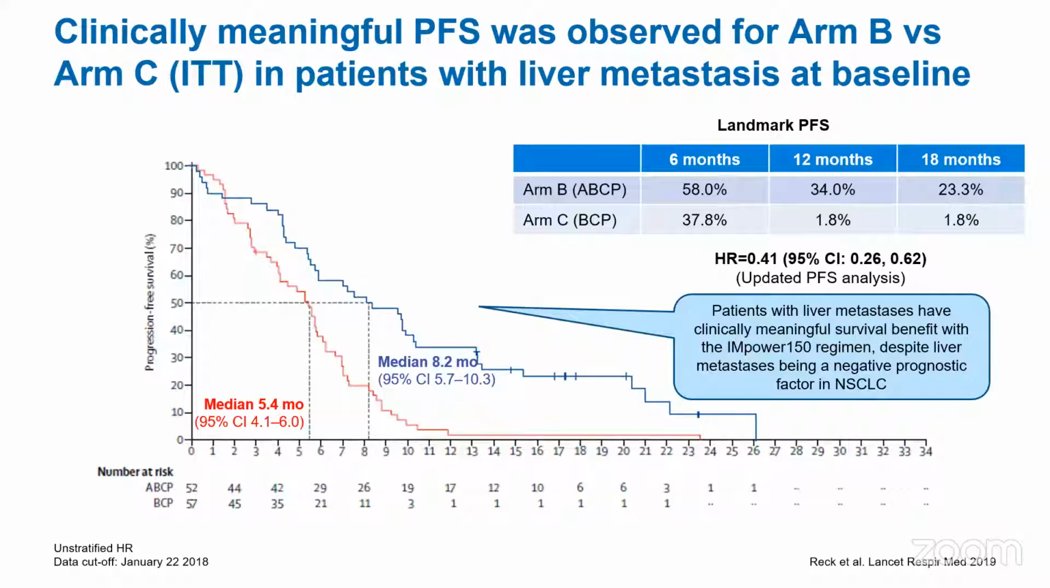Here also, the 4-drug arm of atezolizumab plus bevacizumab with chemotherapy showed a clinically meaningful PFS benefit in patients who had liver metastasis at baseline. And there was a close to median PFS difference reported. It was 8.2 months versus 5.4 months for the 3-drug arm. And we can see here that at 18 months, in the 4-drug ABCP arm, 23.3% of the patients were progression free versus 1.8% for the BCP arm.